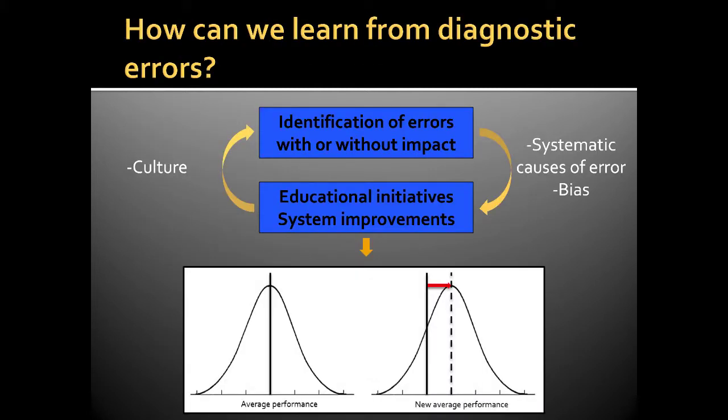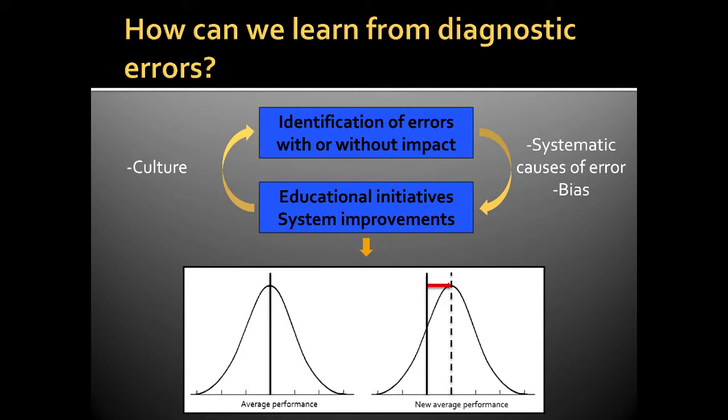I want to start with a simple system that you can use to reduce diagnostic errors. There are four main components. The first component is identifying errors with or without clinical impact. It doesn't matter if there's clinical impact because we can learn as much from a near miss as we can from an event that harms a patient.